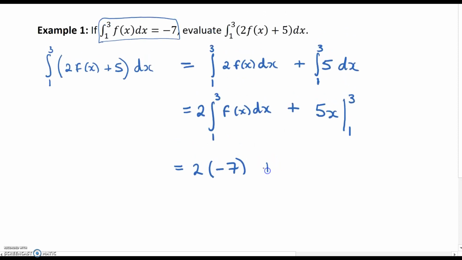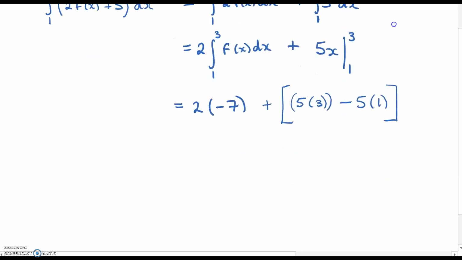And then we have plus 5 times the top number, 5 times 3, minus 5 times the bottom number, 5 times 1. And now it's just simply a matter of arithmetic, so that's going to be negative 14 plus 5 3s are 15, take away 5, so negative 14 plus 10, which is equal to negative 4.